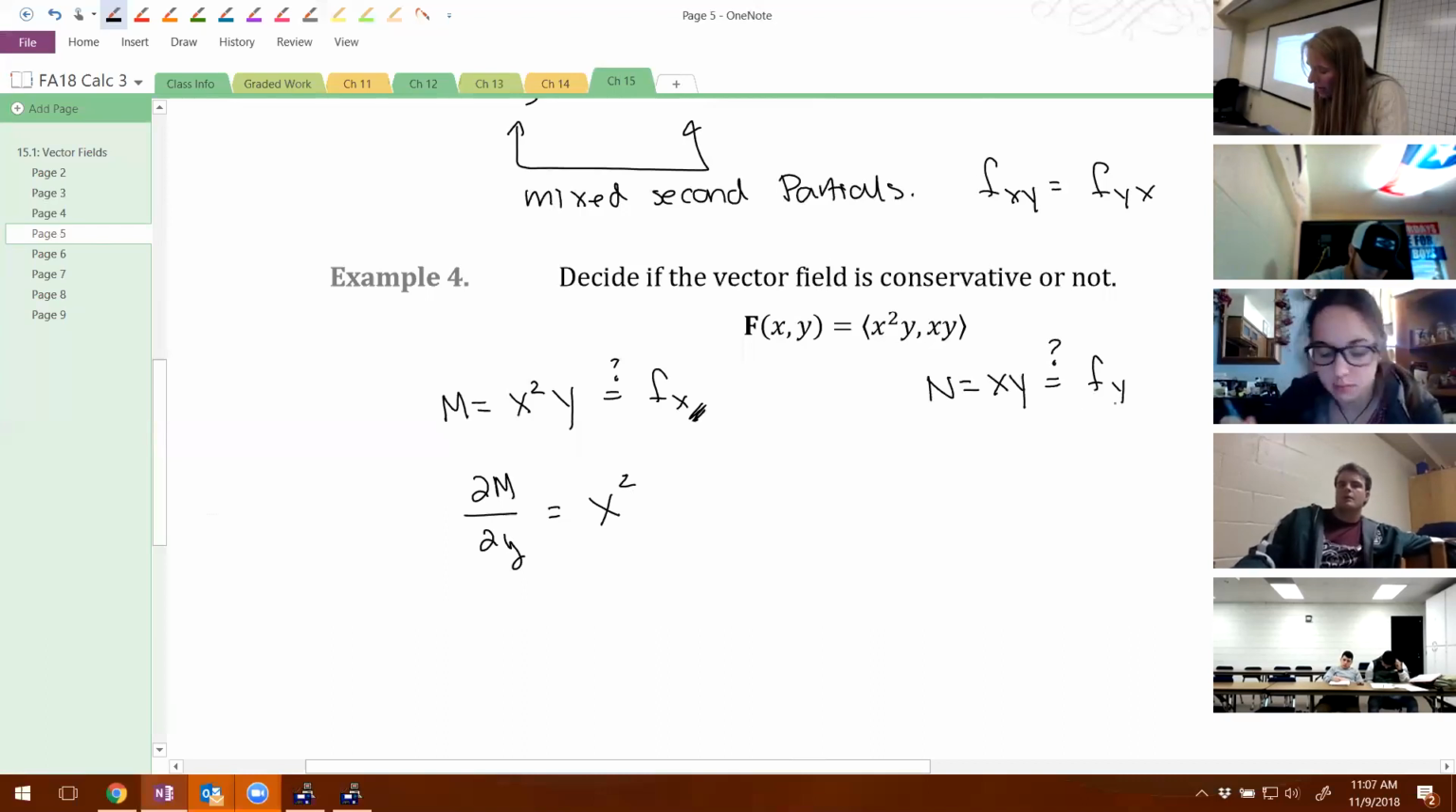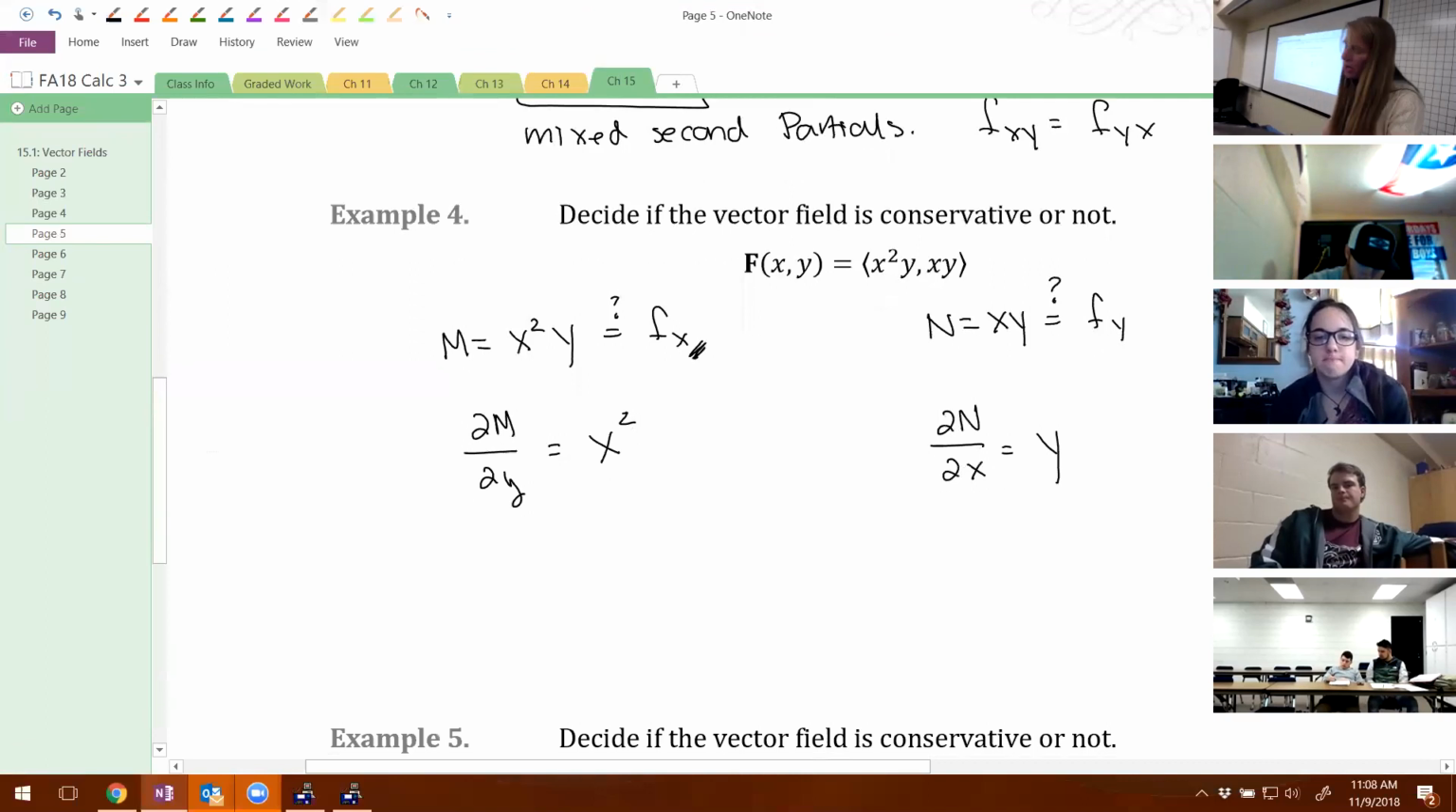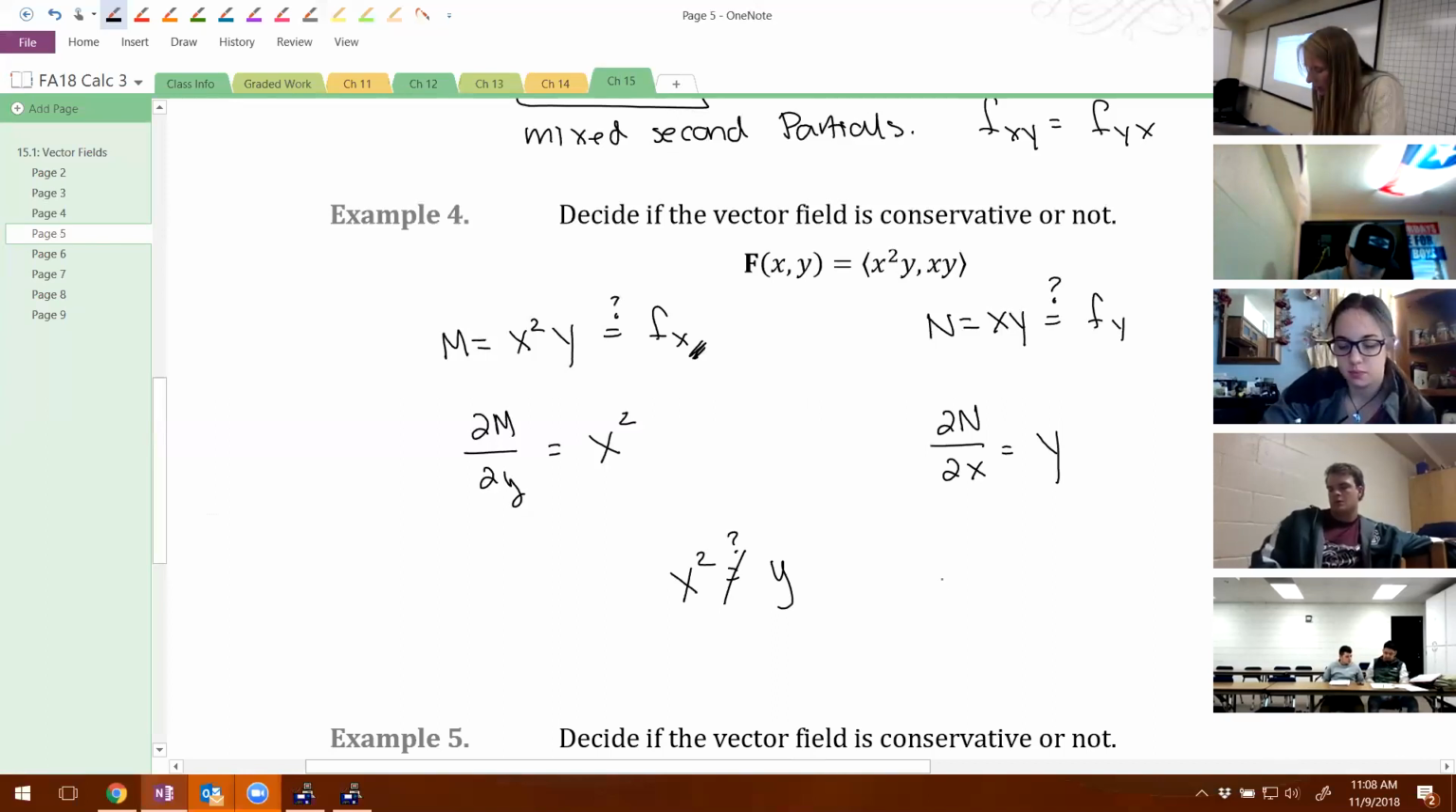Similarly, for N, we already are saying, well, if this is a gradient, that's already the partial with respect to y. So we need to go through and find the partial of that with respect to x. And what is the partial of xy with respect to x? It is y. So the partial of the second component with respect to x is y. And then the question is just, are these guys equal to each other? And they are obviously not equal to each other. So what that tells me is that this vector field, F, is not conservative.